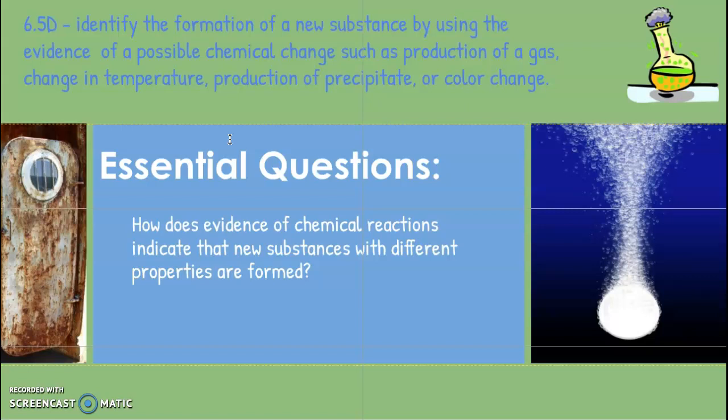Essential question: How does evidence of chemical reactions indicate that new substances with different properties are formed? So that is very important, the evidence of chemical reactions. How do those evidence of chemical reactions indicate that it is a new substance with different properties? By the end of this lesson, you should be able to distinguish between physical and chemical changes of matter. So let me just engage your brain.